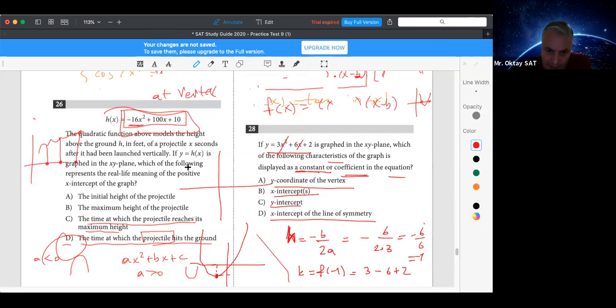So let me draw the graph again. When x is 0, y is 2, so it's this one. Now this is negative 1, negative 1. Now the question again: which of the following characteristics of the graph is displayed as a constant? I think y-intercept, isn't it? This is number 2. When x is 0, y is 2. So by looking at this function directly, the constant value is our y-intercept.